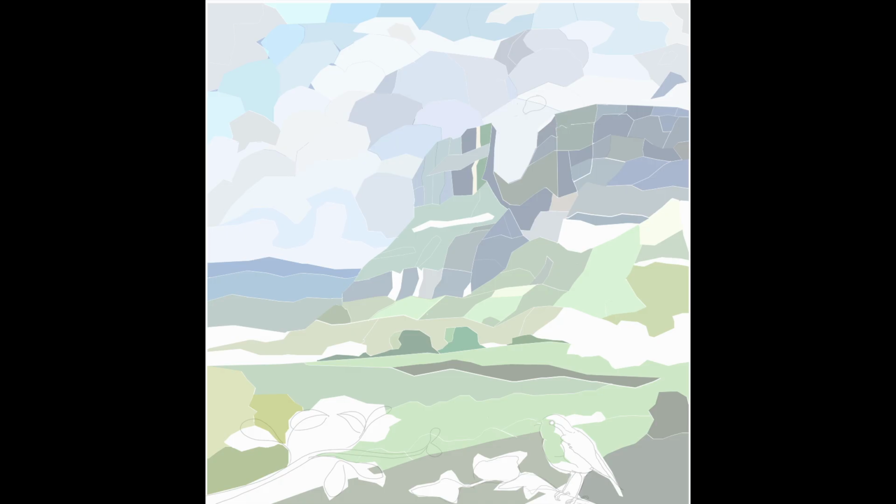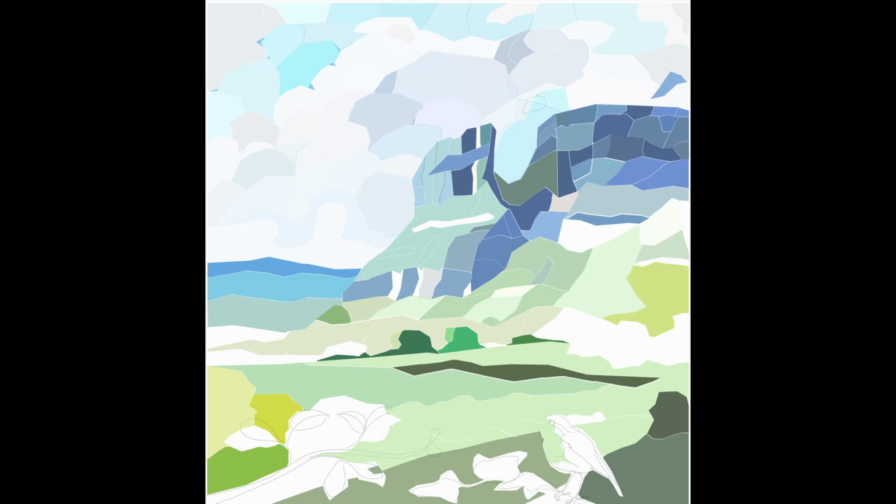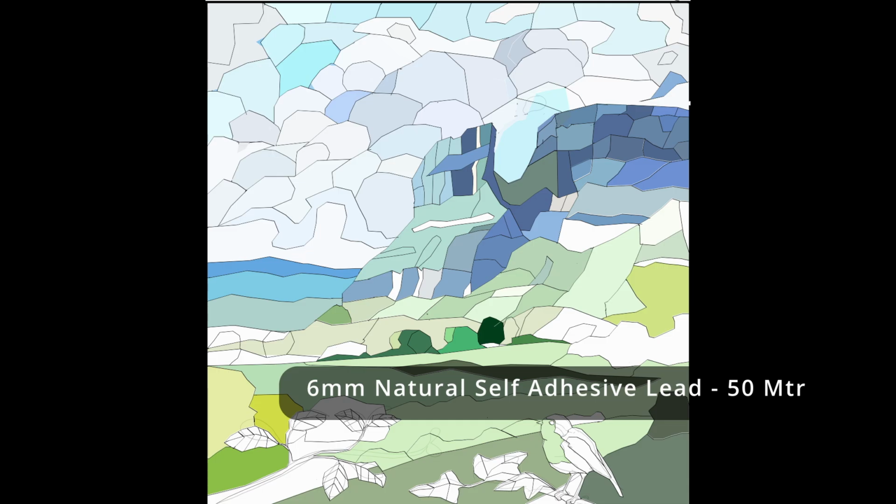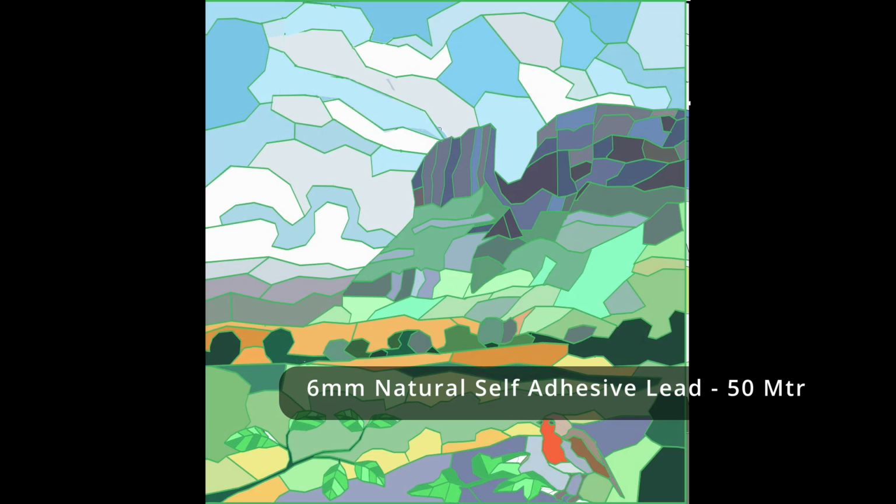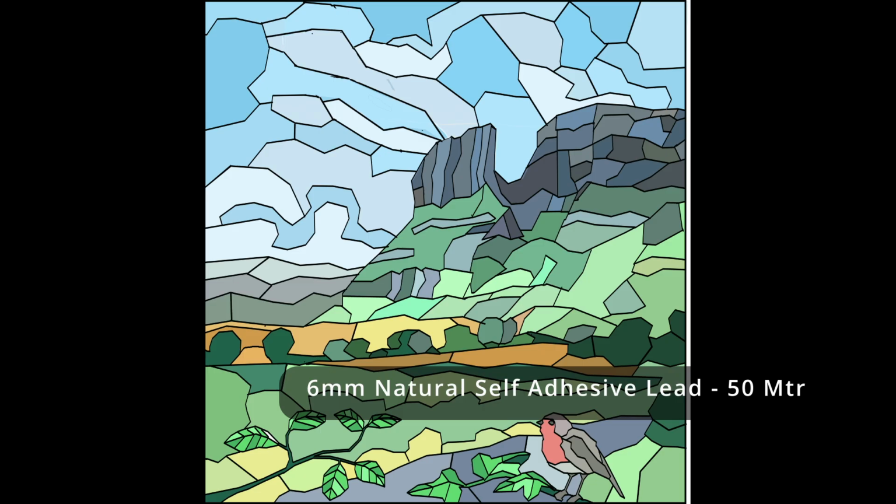The process itself was taking the images and then just breaking them down into these sections and then carefully working out what the lines would be, because that would essentially be the trace path for all the leading that was going to go on these windows. Then I also had to think about the dimensions of the window and make sure that what I designed was going to fit within that space.